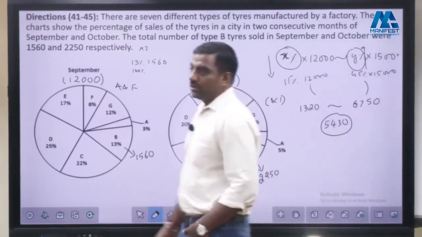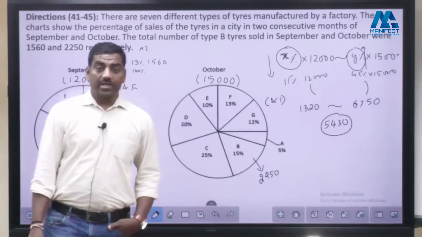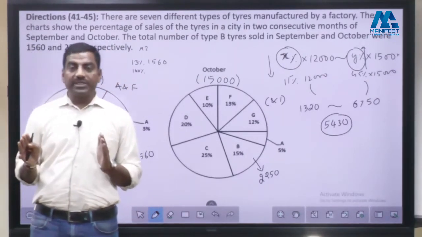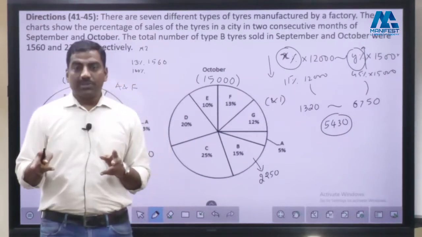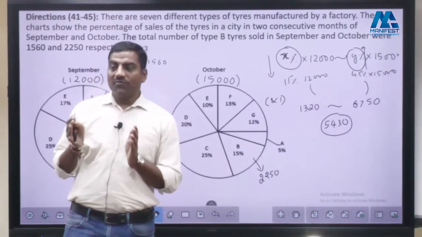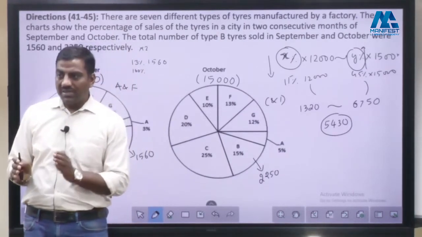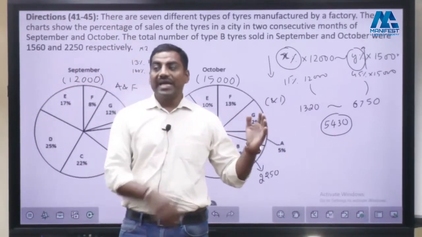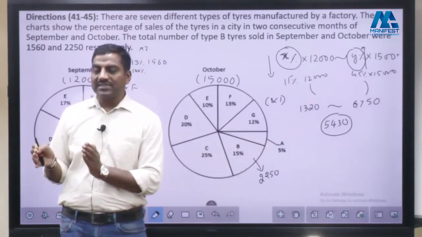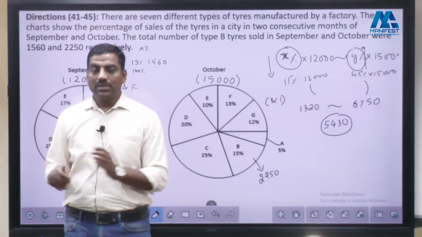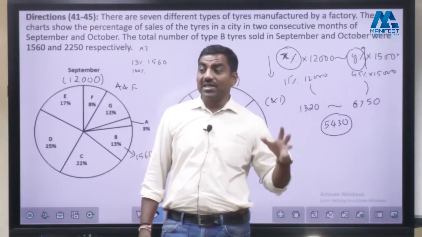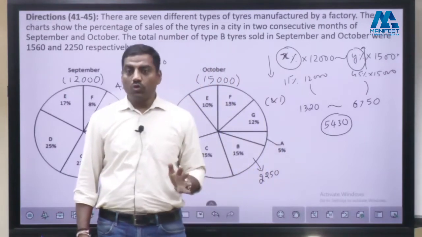This problem invites more logic. You are selecting any two types in September, any two types in October. The first should be the least possible, the second should be the highest possible. So you have to go for two companies which will give us the least sum. And in October, you have to go for two types where you will get the highest sum. So that is the clue here.